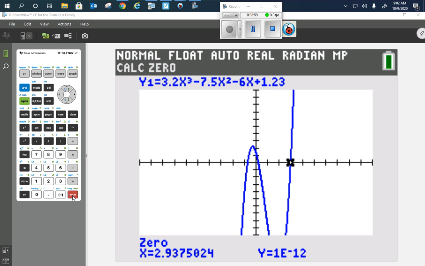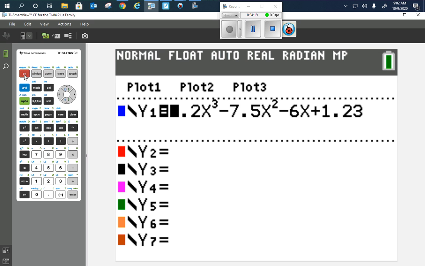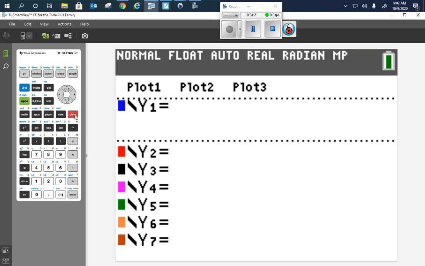Problems 11 through 14 say use the intersect function from your calculator to solve. Give the solution, and sketch the graph on the axis below. So again, whether I give you the direction or not, showing work is always drawing a sketch. Okay? So let's go ahead and click out of there. We'll go into our y equals and clear that out.